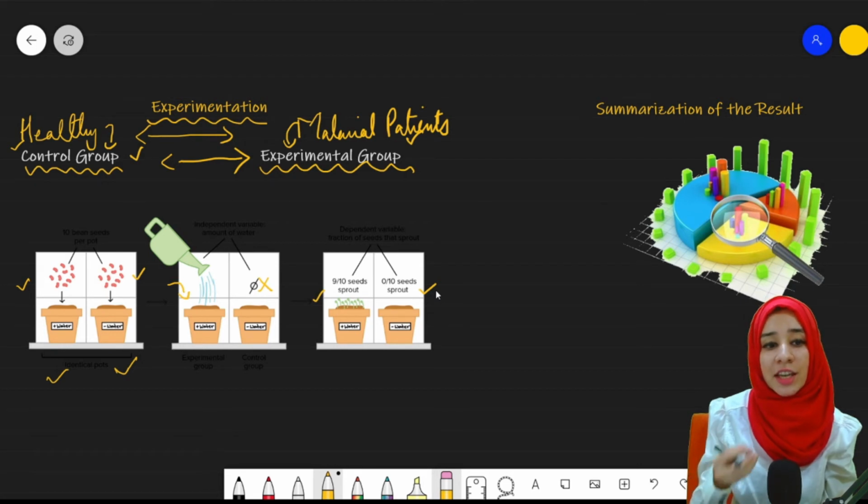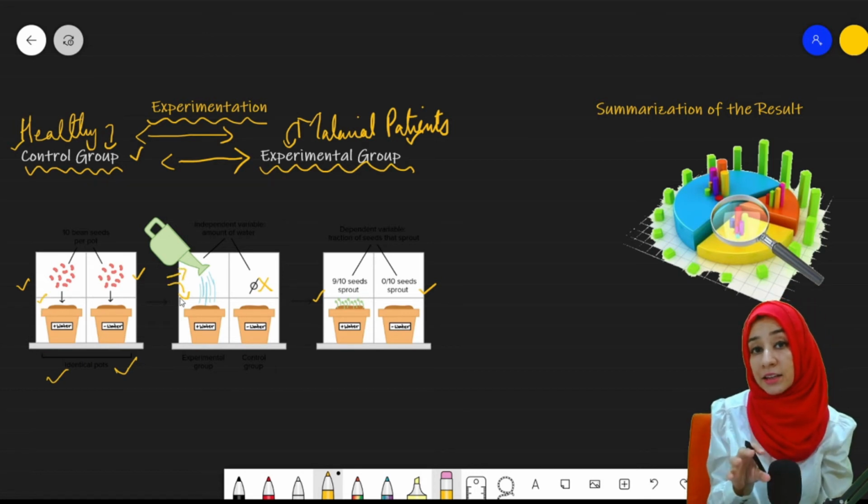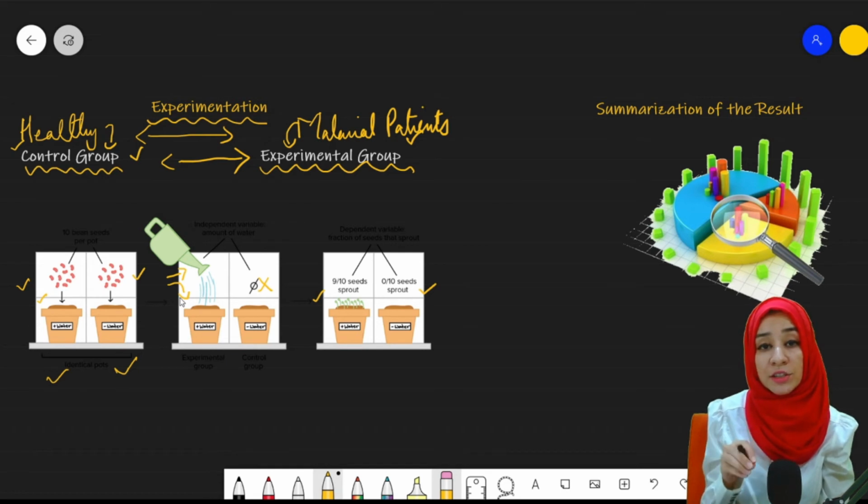Yeah? So in this way, there are two groups. The first one was the control group, in which all of the conditions were ideal. Water was given to that pot. Whereas in the second pot, water wasn't given.